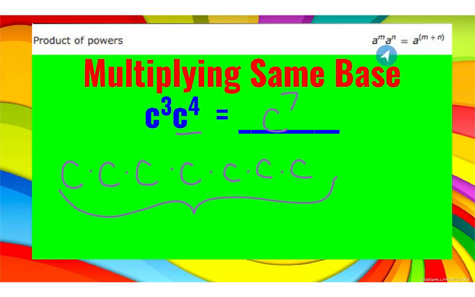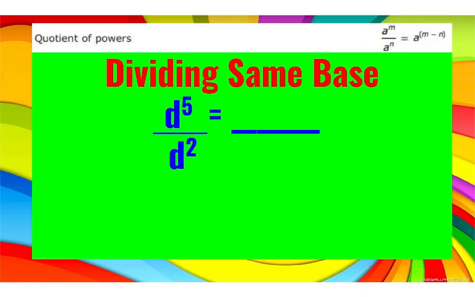When I look at my rule, anytime I'm multiplying the same base, the rule says just add our exponents. Well, 3 plus 4 is 7. So using the rule makes it simpler, so I don't have to write it out.